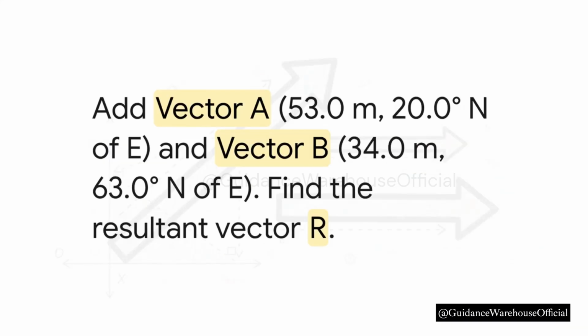Okay, here's the problem. Imagine someone takes a walk in two parts. First, they go 53 meters at an angle of 20 degrees north of east. That's our vector A. Then, they go 34 meters at 63 degrees north of east. That's vector B. The question is, what's their final displacement from where they started? We're looking for the resultant vector, r.